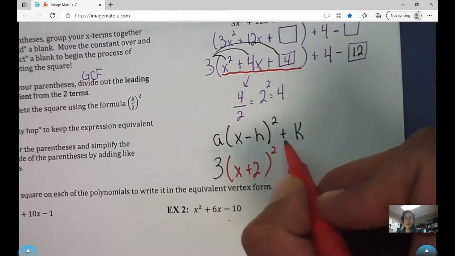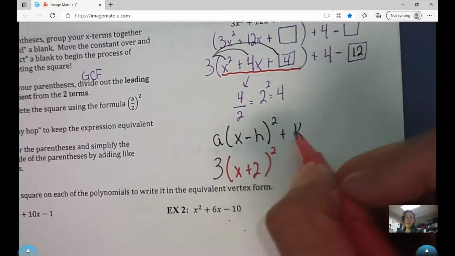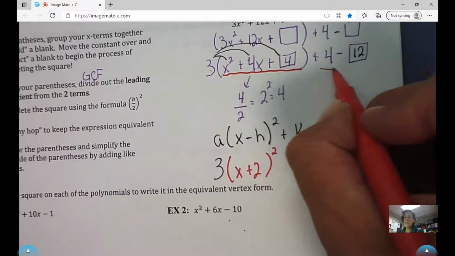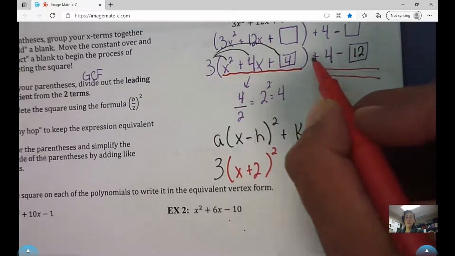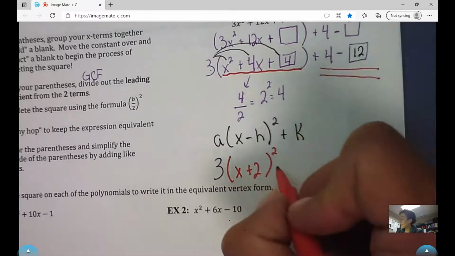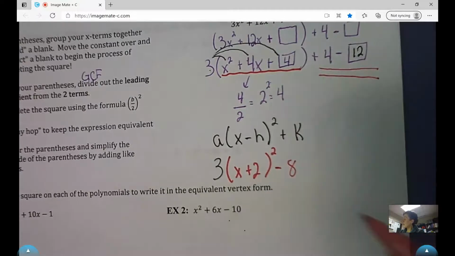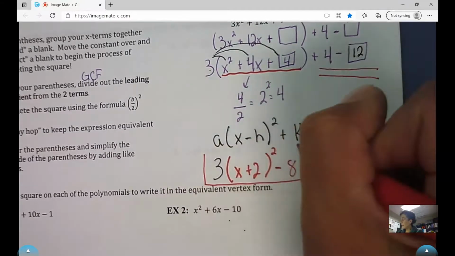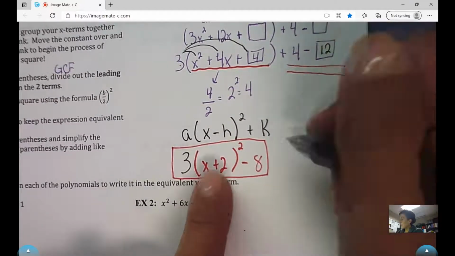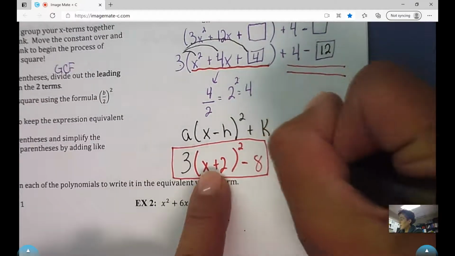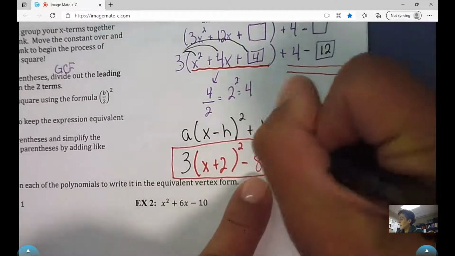And then I need k, and k is the number that's outside of the parentheses, so these numbers here are going to give me that k. So if I have 4, positive 4, and I take away 12, that gives me a negative 8. And so now I have vertex form, and just to review what we did, I can look at this. This is my vertex. It's the opposite of this, so negative 2, and this one as is, negative 8.